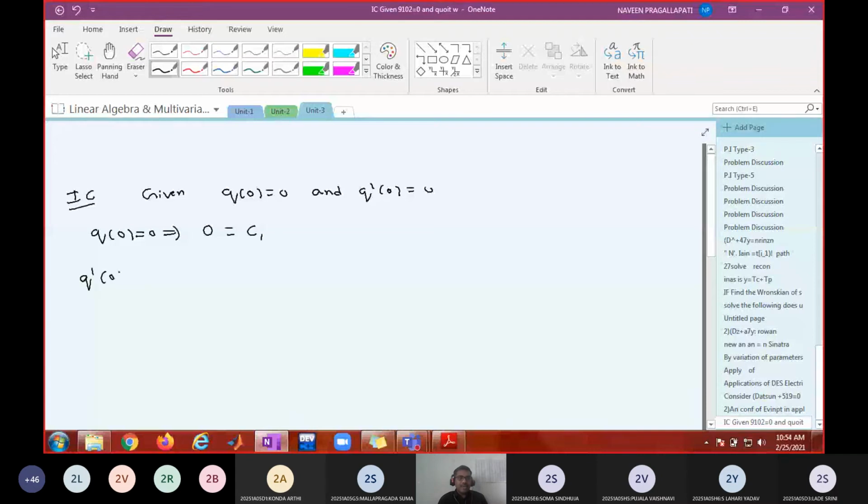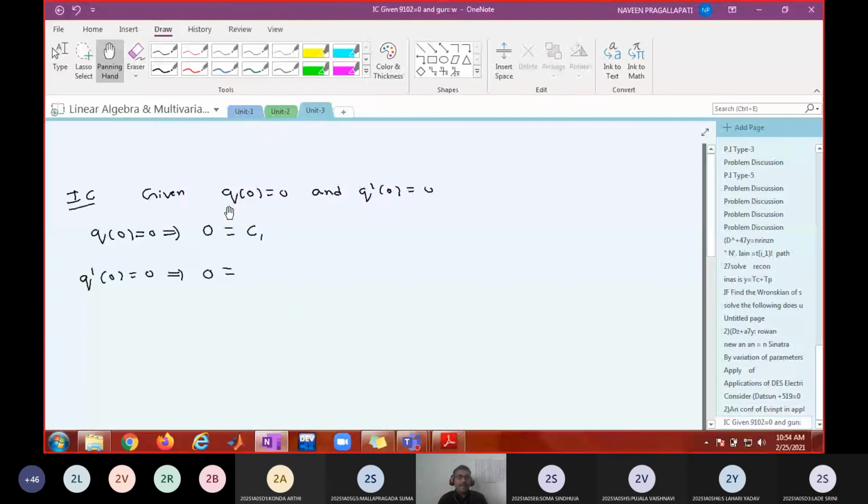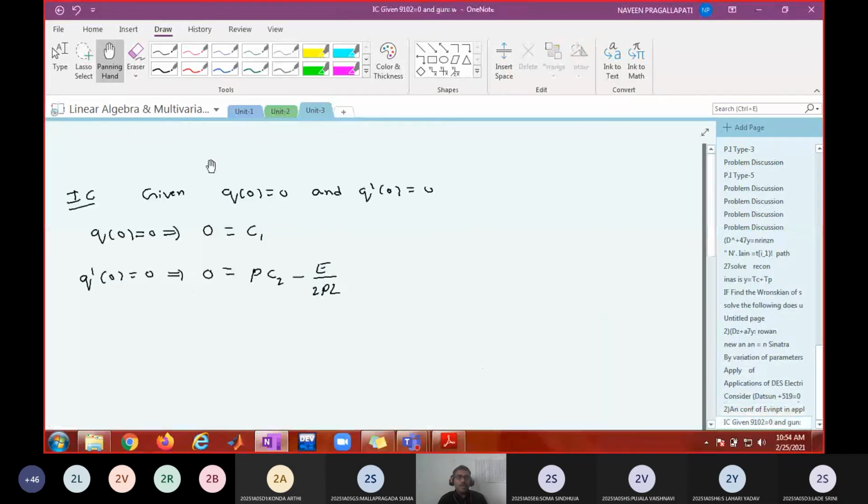Okay. Next Q dash of 0 equal to 0. This implies that 0 equal to, already C1 is 0. Keep that in mind. So C1 is 0, this is gone. So C2 cos 0 is 1, so p C2 minus E by 2pL into cos 0 is 1. 0 into anything is 0, sin 0 is 0. So that's it. E by 2pL into 1.